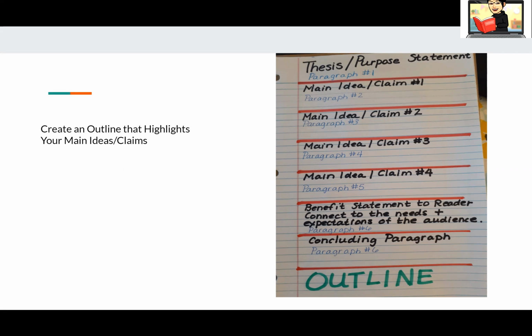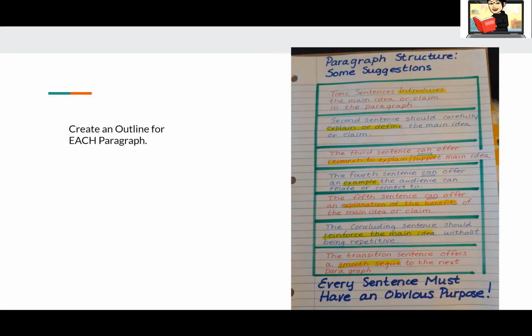So this is an outline, and I strongly suggest that you get a piece of paper, a single sheet of paper that you can move around on your desk, that you can access easily, so you're reminded of what it is that you need to do. It's kind of a to-do list for your essay. So once you know how many paragraphs you need, create an outline for each paragraph.